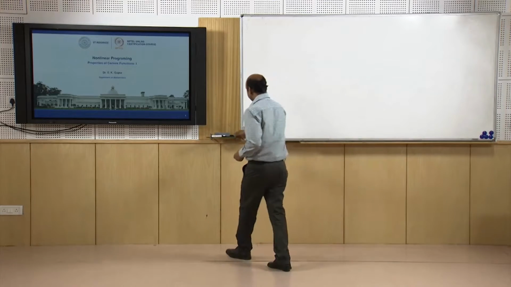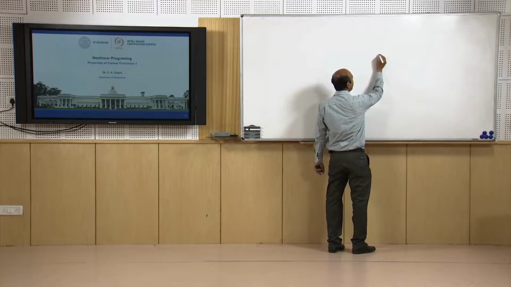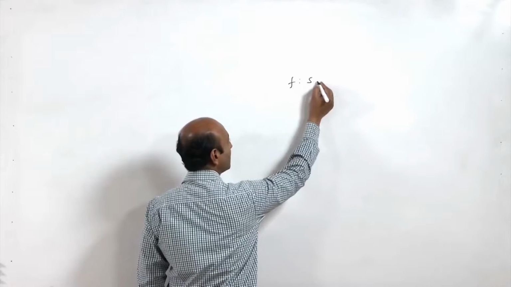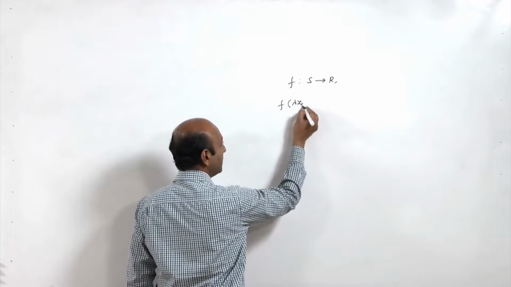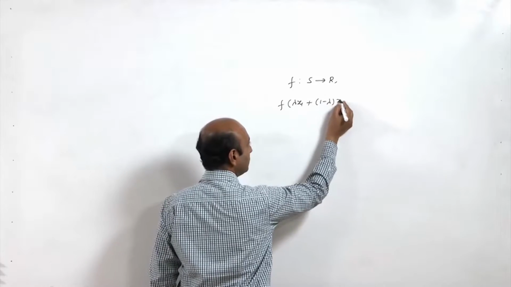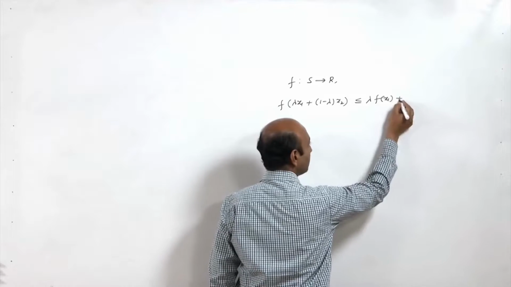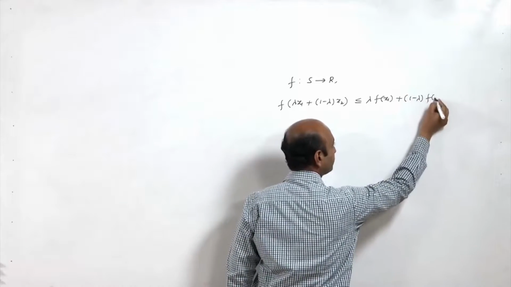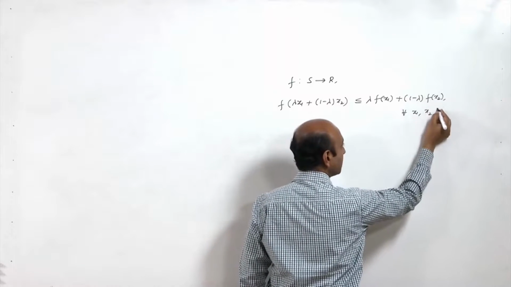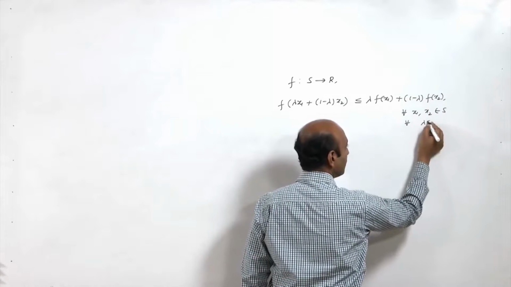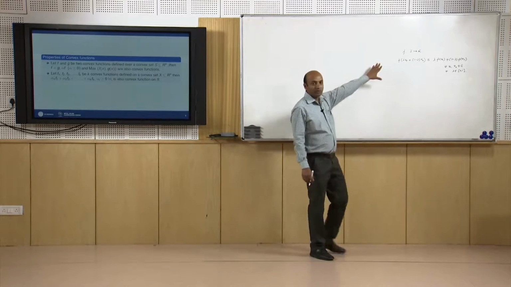So, let us discuss what convex functions are. A function f from a convex set S to R is said to be convex if f of lambda x1 plus 1 minus lambda x2 is less than or equal to lambda f x1 plus 1 minus lambda f x2, and this should hold for all x1, x2 in S and for all lambda between 0 and 1. So, this is how we can define a convex function.